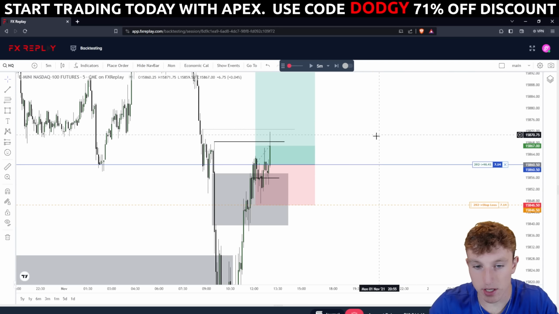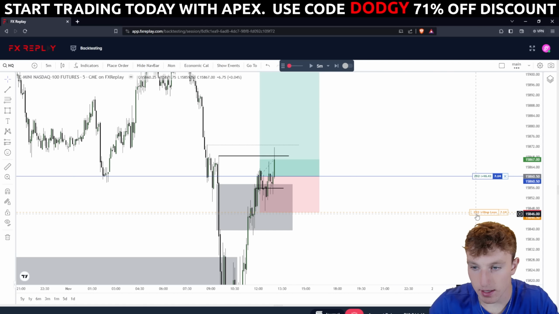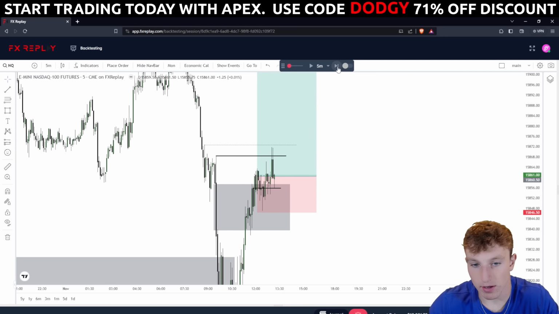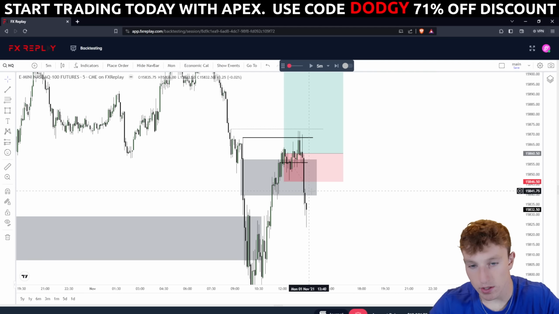Okay, so there's the first target. Got really close to the stop loss, but did not hit. So what I'm going to do is move us to break even now, as I always do. And I get stopped at break even. Okay, that's fine. And look, the break even stop saved me. So that's the first example.